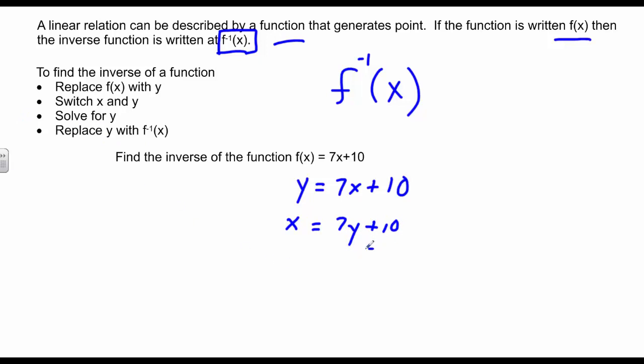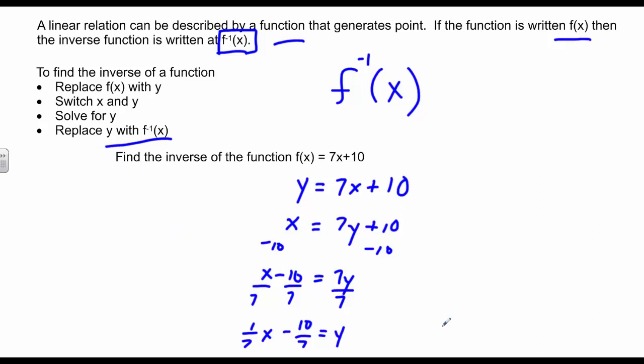So if I want to solve for y, subtract 10 from both sides. Get x minus 10 equals 7y. And then I want to solve for y, so I'm going to divide each term by 7. And I get 1/7 x minus 10/7 is equal to y. And finally, we're going to replace the y value with the inverse. So the inverse function f^-1(x) is equal to 1/7 x minus 10/7.